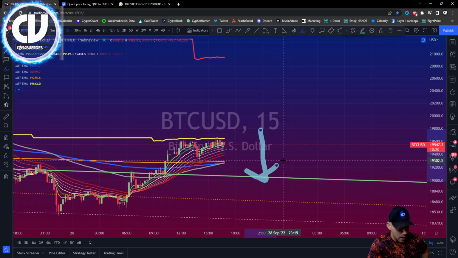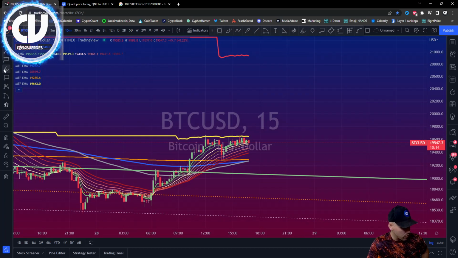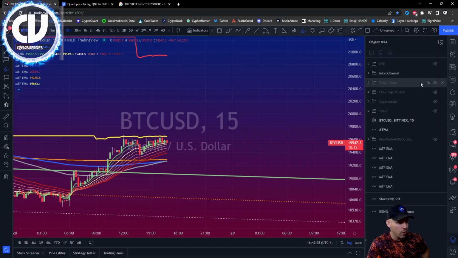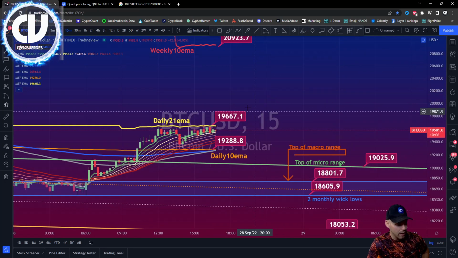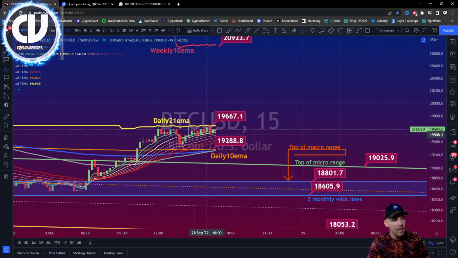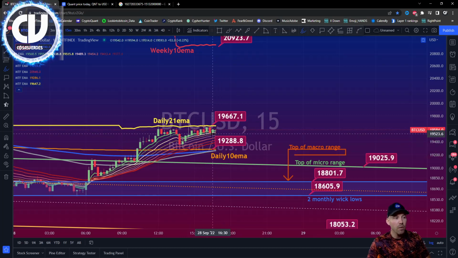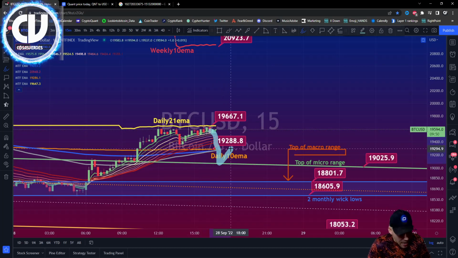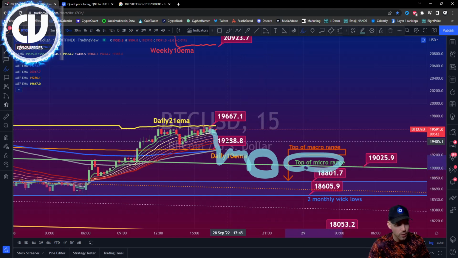So let's start off to the downside. I'm getting ready to explain thresholds for that. Maybe I will throw the label back on. So the daily 10 EMA. You can ignore my ribbons right now, but the daily 10 EMA is that threshold. This orange line, the daily 10, is sitting around 19.2 and change. You can see the price here. If price goes below it, uses it as resistance, and then finally goes below the top of the micro range, this green line, those three things.